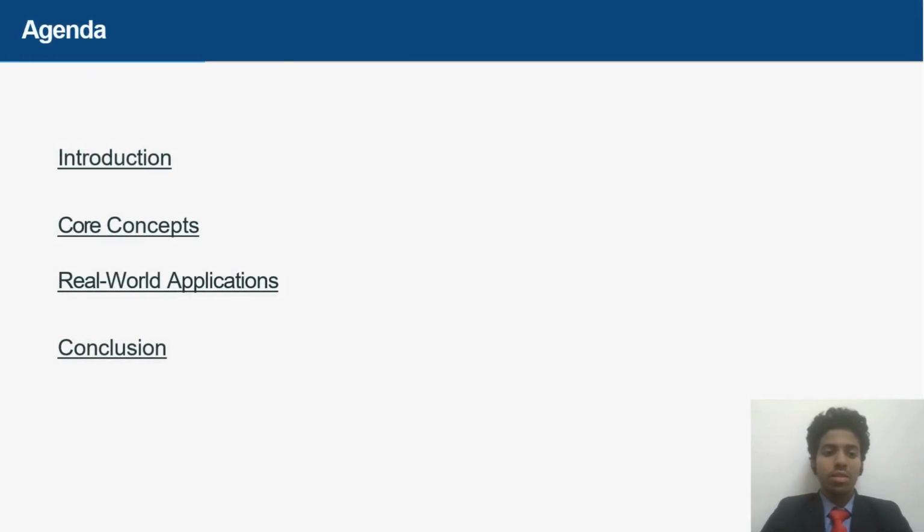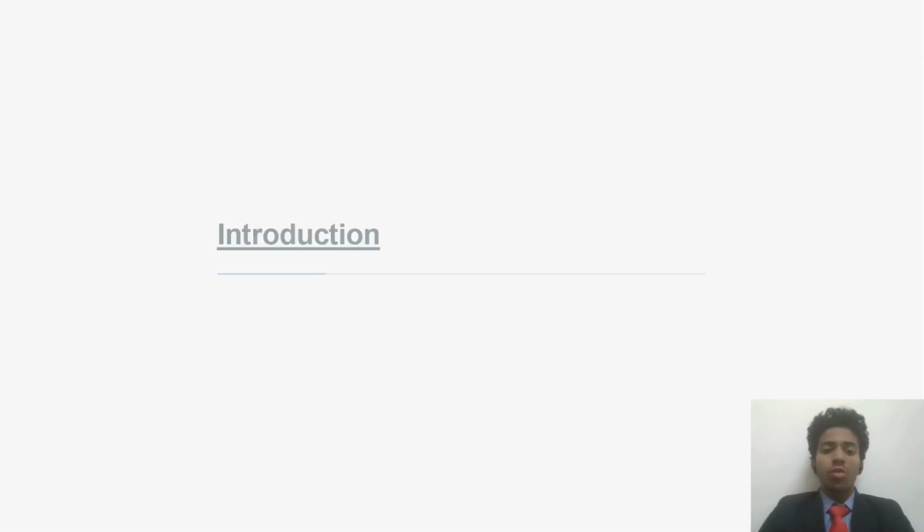So here is the agenda. In today's presentation, I'll be introducing the concept of social graphs. Then I'll explain the core concepts of social network graphs, including vertices and edges. After that, we'll be exploring a real-world application, the friend recommendation system. Finally, we will look at a case study and then conclude with the key takeaways. So we are on to the introduction.